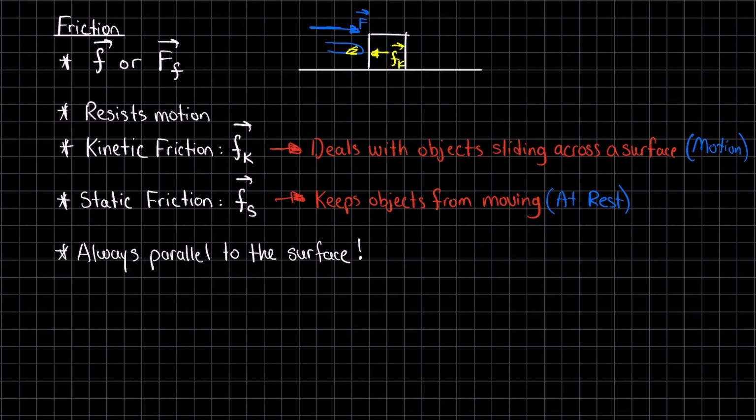So you only experience static friction when objects are at rest, when they are not in motion. Once objects do get in motion, then you switch over to kinetic friction. Let's try a quick example.